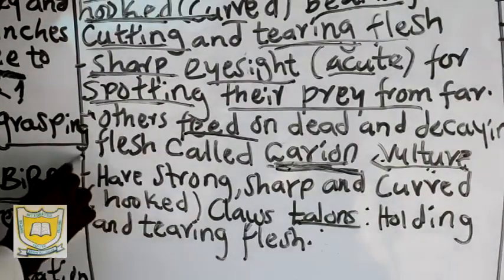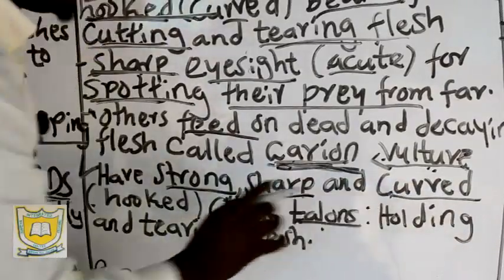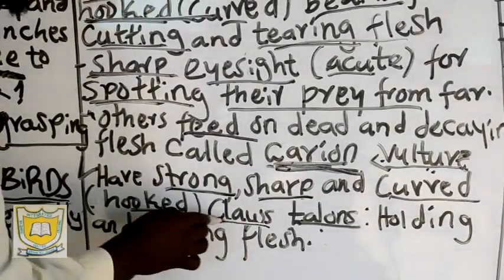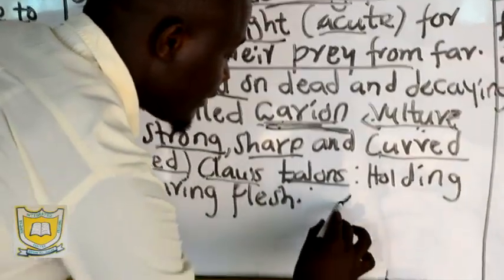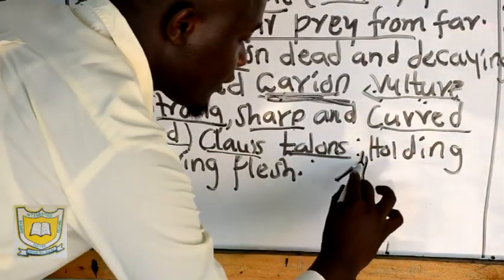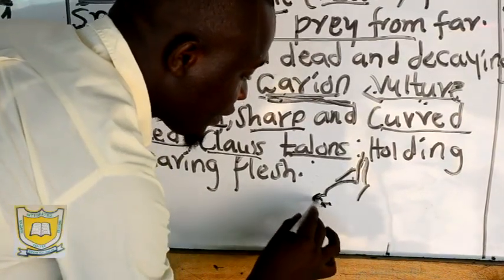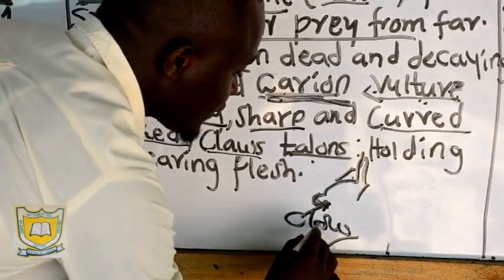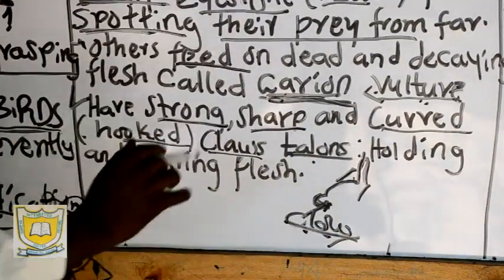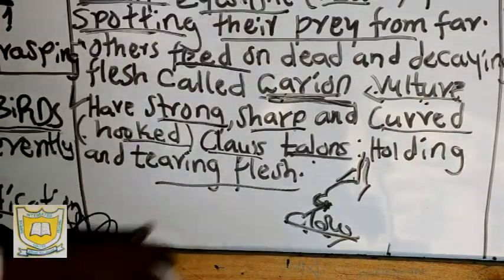Now another one, we talk of strong, sharp and curved, hooked claws. When you discuss the claws, for example, if we look at the feet of a flesh eater, you may find that at the end of the toe it has a very strong and curved structure, which we call the claw. This claw is very strong and curved. It helps this bird in holding the flesh and tearing it.